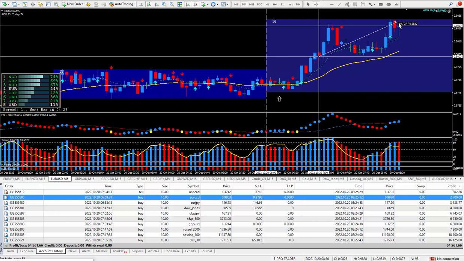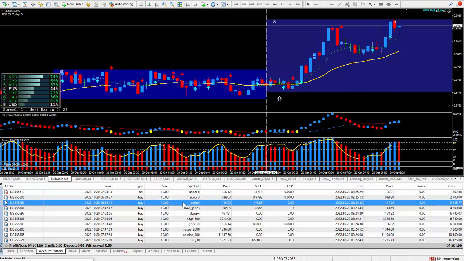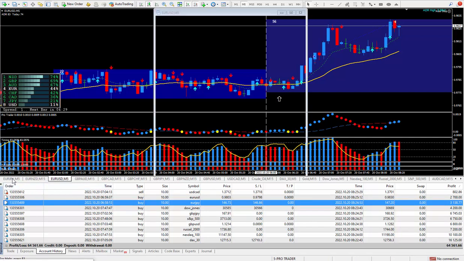There it is right there, 27 pips times $10 times the 10 lots paid out $2,700. Moving right along to the next trade, the euro yen.